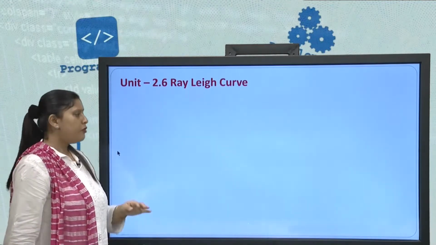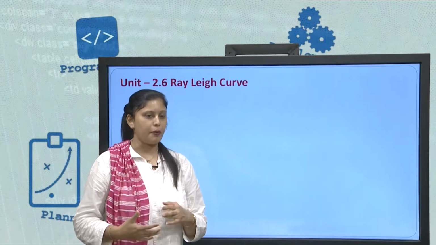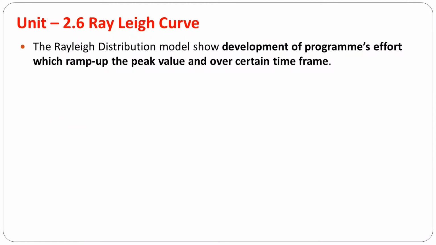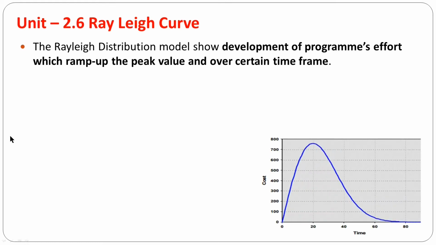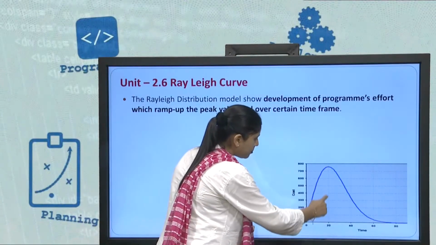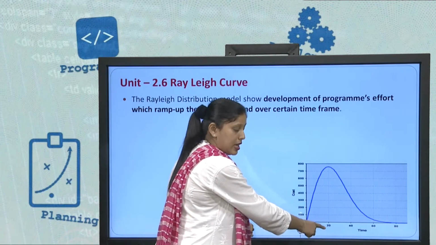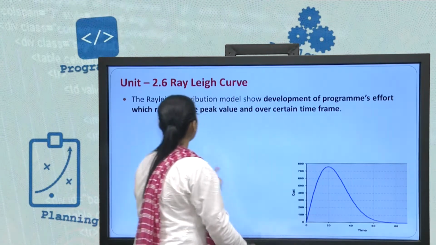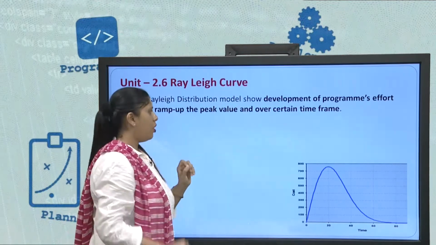Now, before we move to the FP and LOC approach, we need to understand what is the Rayleigh curve. Rayleigh curve is a distribution model which shows development of programs effort which ramps up to a peak value over a certain time frame. If you see this diagram, this is what you call a Rayleigh curve. It says that it is reaching a peak point at time 20. So, when it reaches the peak point at time 20, we call it the Rayleigh distribution model.